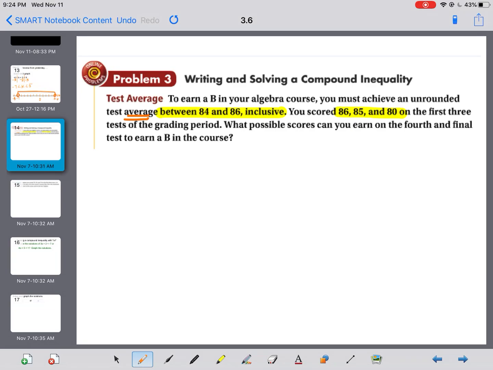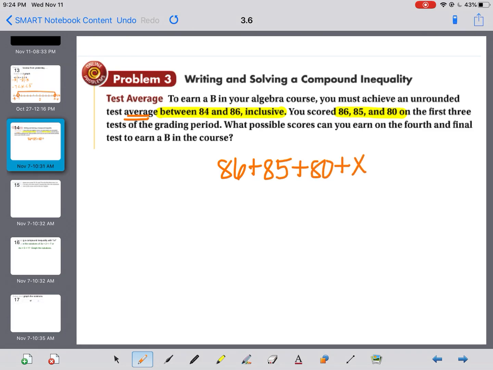Okay, notice this said average. So the first thing we have to be reminded about is how to find average, or what it means. To find the average, we have to add up all of the scores and divide by the amount of numbers that I added together. So in this case, we have to have 4 scores added together and find the average, and it has to fall somewhere between 84 and 86.